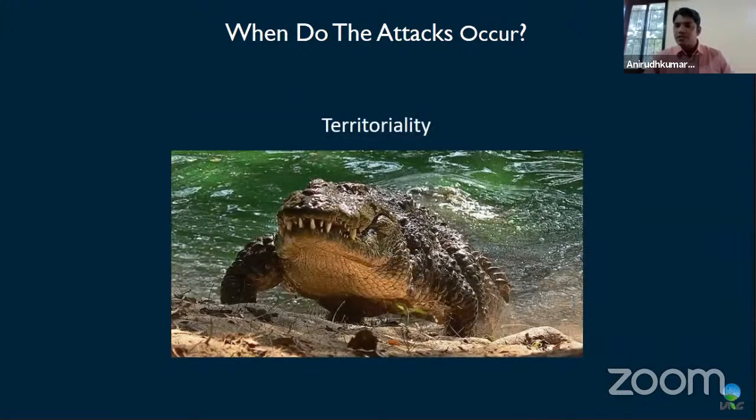Territoriality. Sometimes these crocodiles are territorial. They do not want to share their habitat, their area, with other crocodiles, and sometimes with humans also. So sometimes they attack because of territorial behavior.